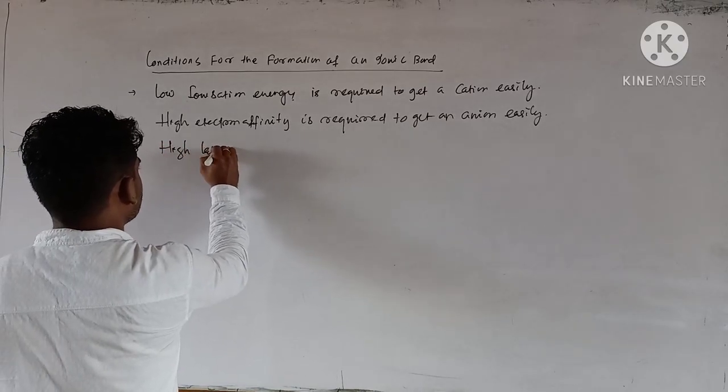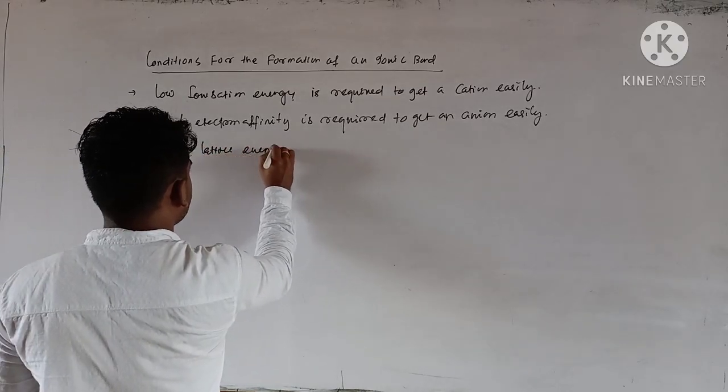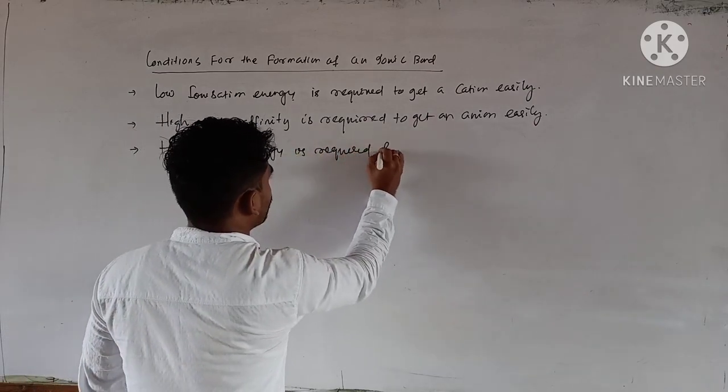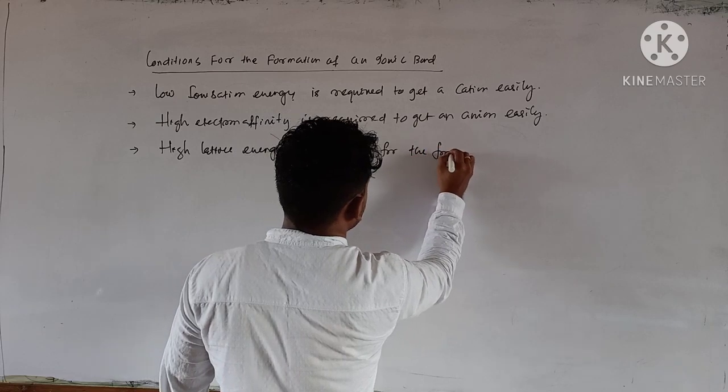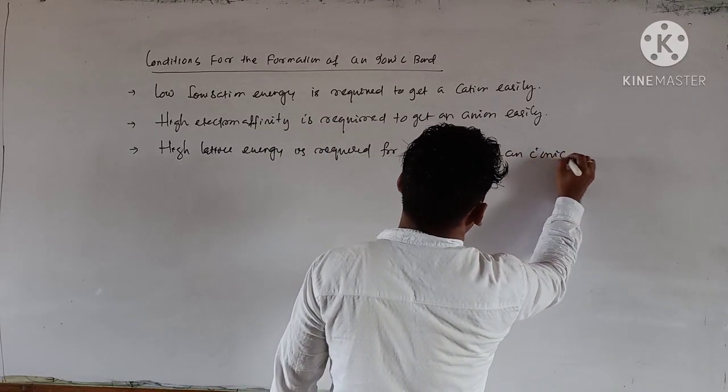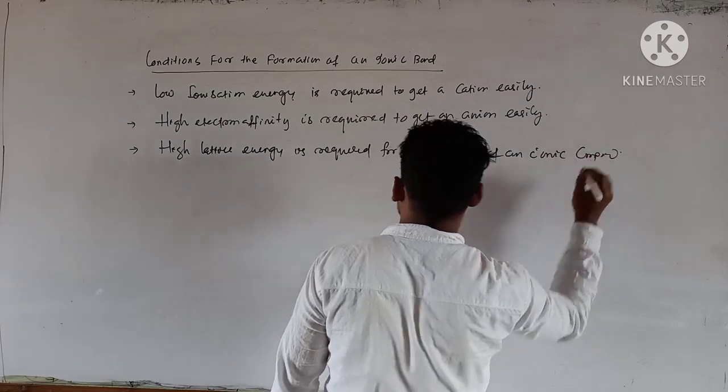High lattice energy is required for the formation of an ionic compound. Is that clear?